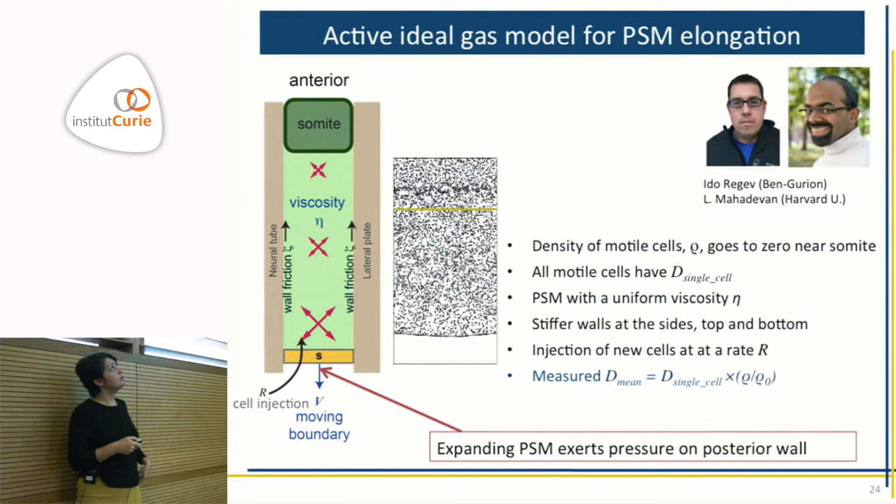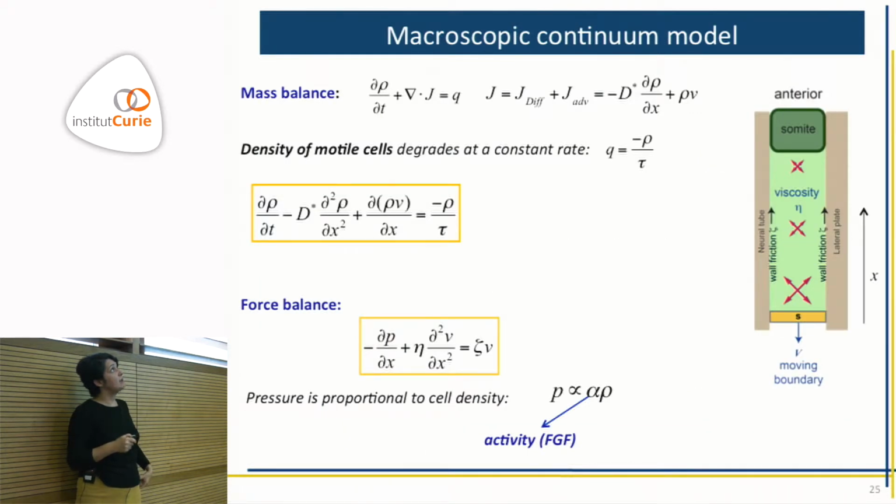Okay, so the continuum model is defined by this equation. So the mass balance equation that is given by these different terms. So the change in the density of the motile cells, the diffusivity, the advection, which is the same as the one that I put in my analysis, and the decay, which basically says that it decays exponentially as you go towards the anterior.